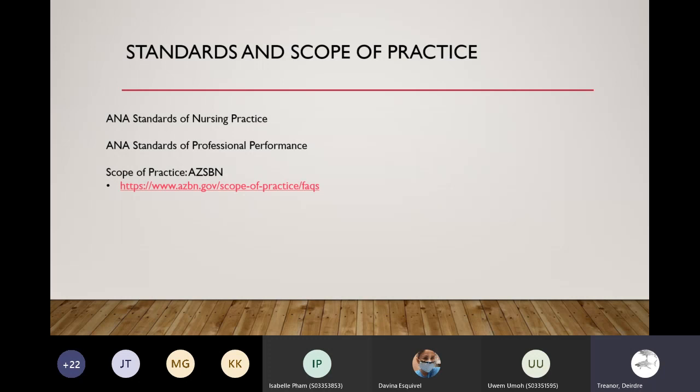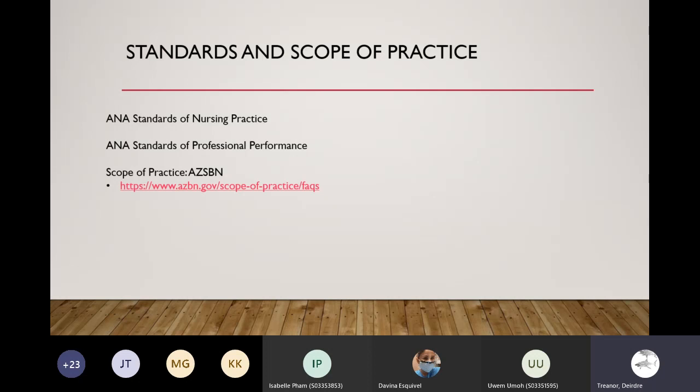So it stands for A is for assessment, D is for diagnosis, P is for planning, I is for implementation, and E is evaluation. You guys will learn this, know this, and love this. This is everything. You also have the ANA standards, which ANA is the American Nurses Association. And they set the standards for nursing, and then the state boards allow them.